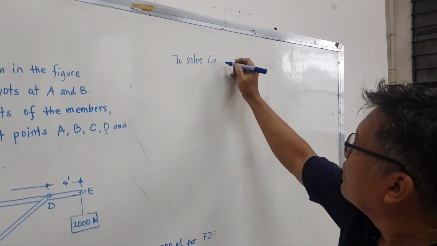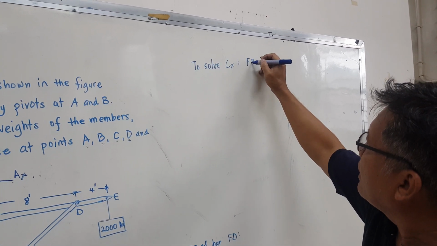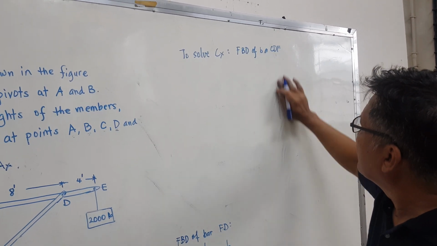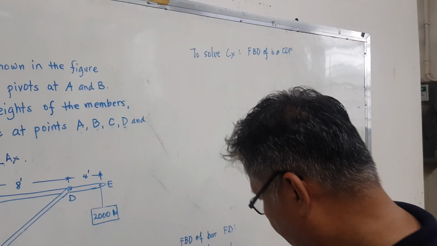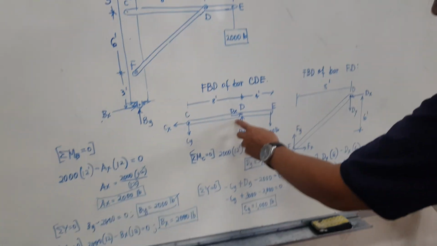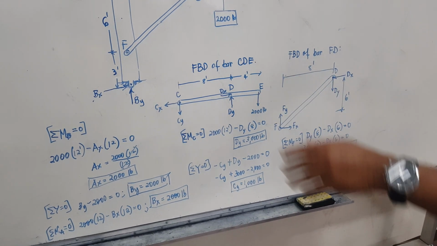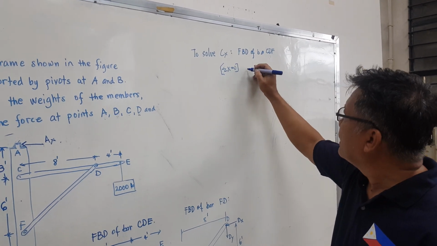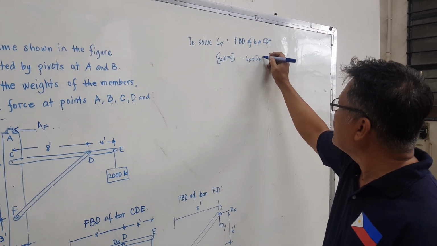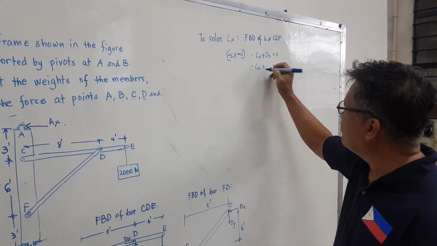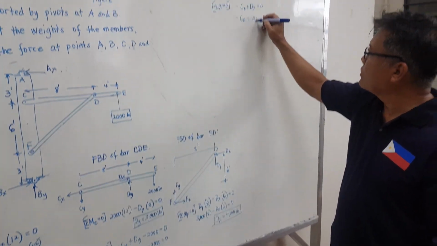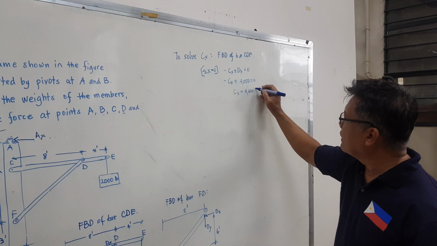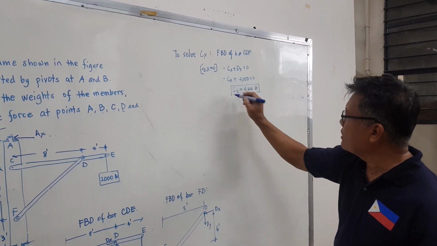So going back to solve for Cx, we need to refer back to the FBD of bar CDE. So this bar CDE has forces Cx and Dx, which are oppositely directed. So if we have summation x equal to 0, so we have negative Cx plus Dx is equal to 0. The value of Dx is 4,000 pounds. So Cx will also be equal to 4,000 pounds. So this is the answer for Cx.